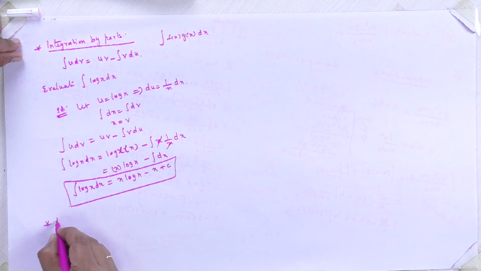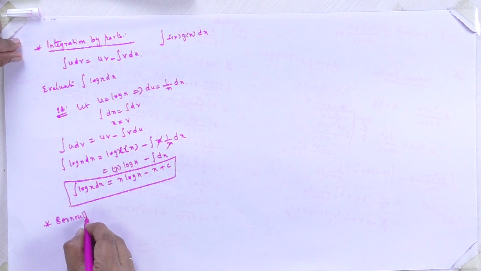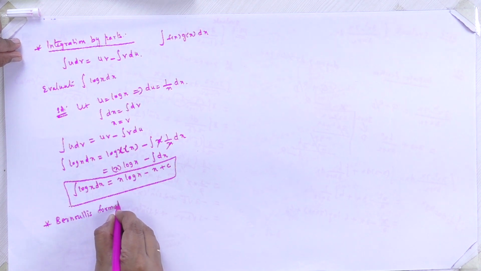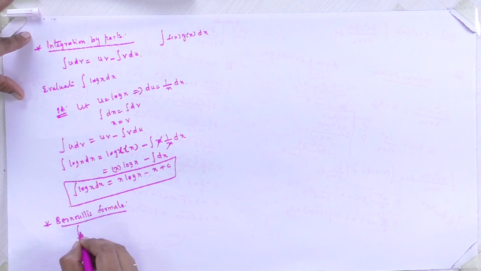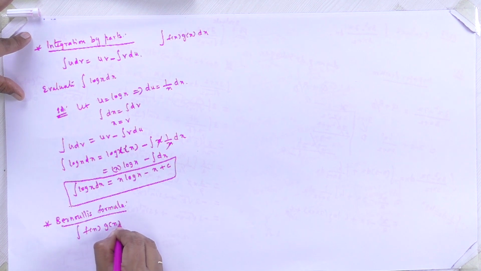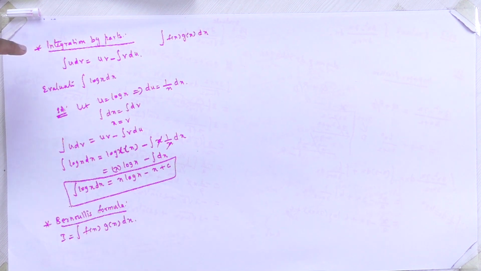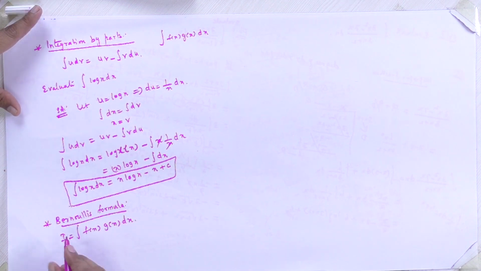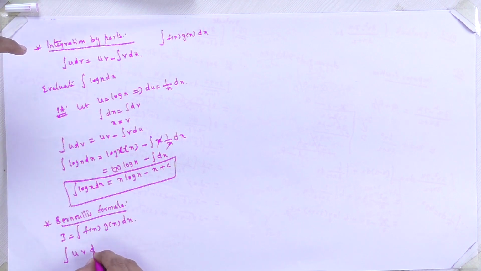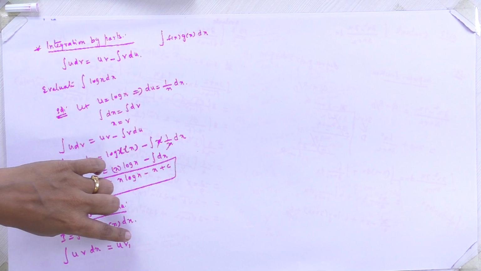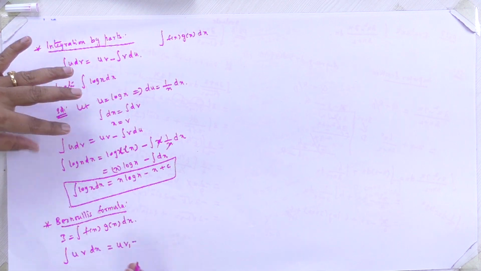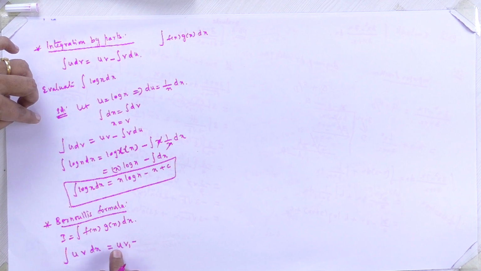The next thing is Bernoulli's formula. It is also for the combination f of x, g of x into dx. Suppose u is a function of x and v is a function of x, two functions with respect to x. In Bernoulli's formula, keep this u as it is, then integrate this v to get v1. Then put alternating signs, plus and minus. This is the first term, a combination of u and v, and the second term is also a combination of u and v.